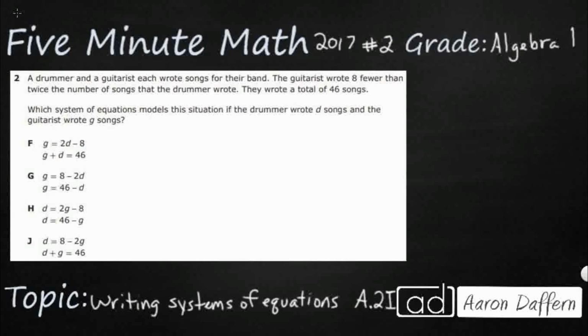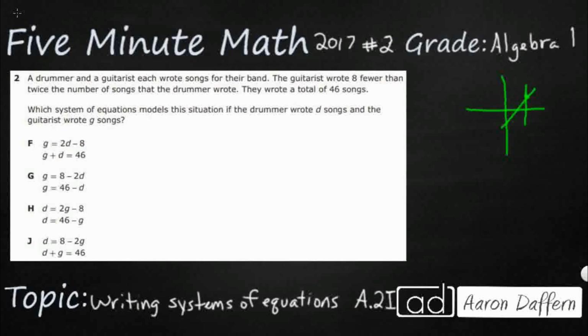So we have a drummer and a guitarist, and we need to find a system of equations, right? The guitarist wrote 8 fewer than twice the number of the songs the drummer wrote, and they wrote a total of 46 songs. What are we looking for with a system of equations? Well, two linear equations that share the same variables. And if we were to graph it, it might look something like this.